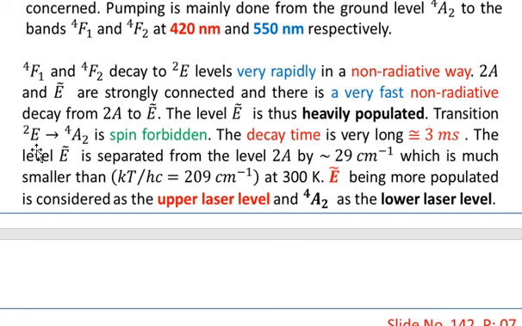The transition from the 2E to the ground state, which is 4A2, is spin forbidden. The decay time is very long, of the order of 3 milliseconds.